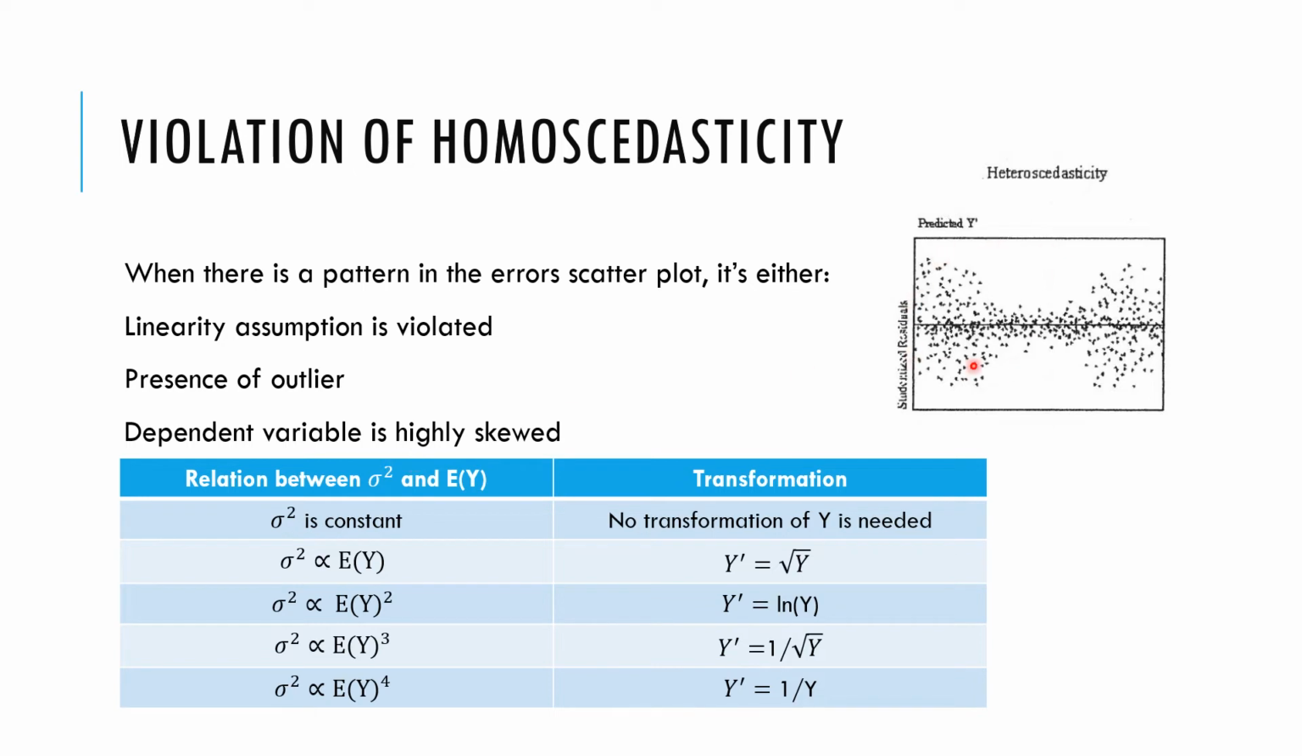If the variance in this plot is constant, that means there is no pattern here, it's all random, then there's no need to change y because it's perfect. But if there is a pattern like this, let's say the variance is directly proportional to the expected y, that means predicted y, then we need to change the response variable. We need to take the square root of the response variable. If it is directly proportional to the square of the predicted value, then we take the natural log of y. If it is cube, then 1 by square root of y. If it is to the power 4, then 1 by y. These are the ways we transform.